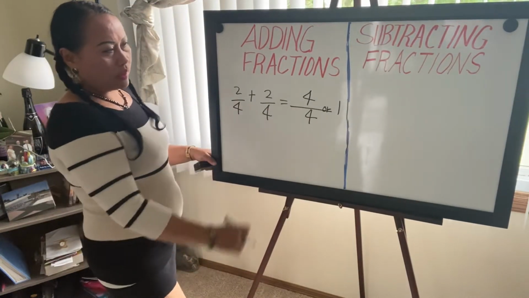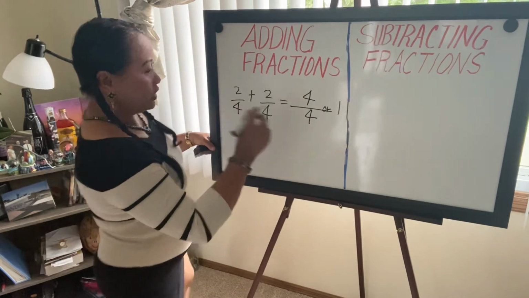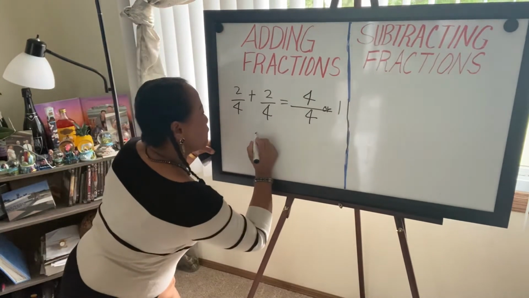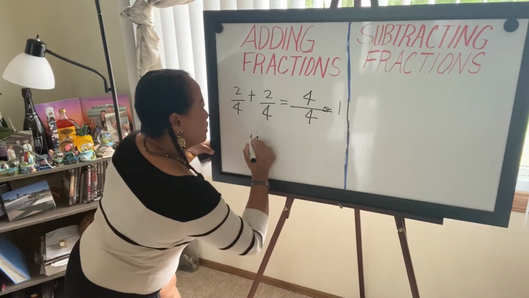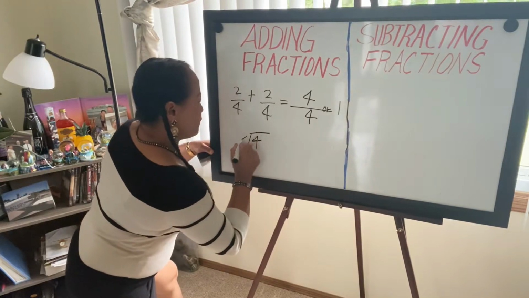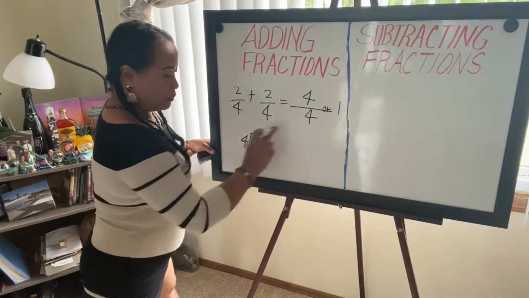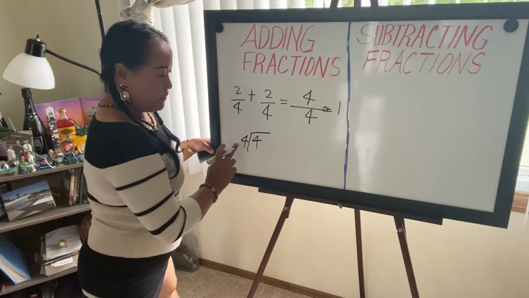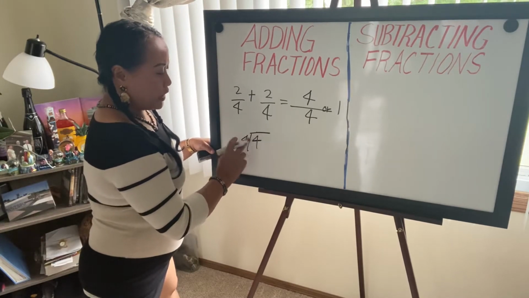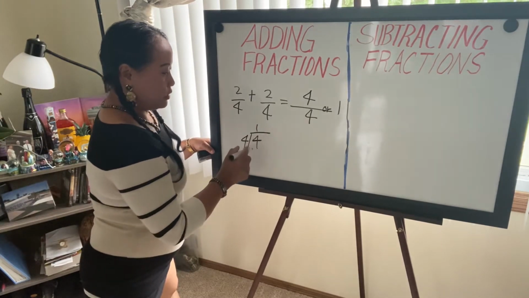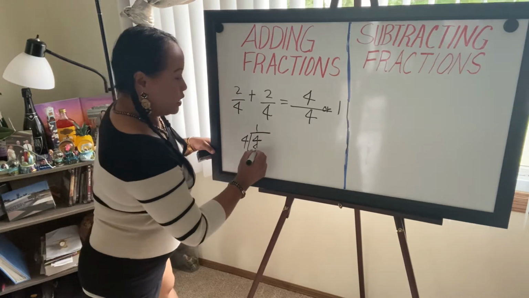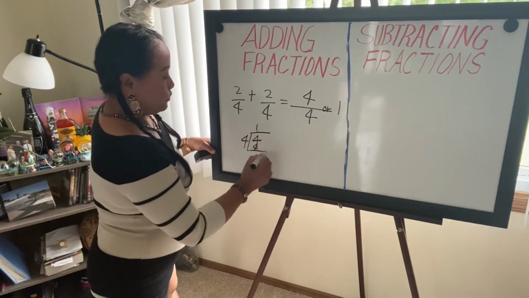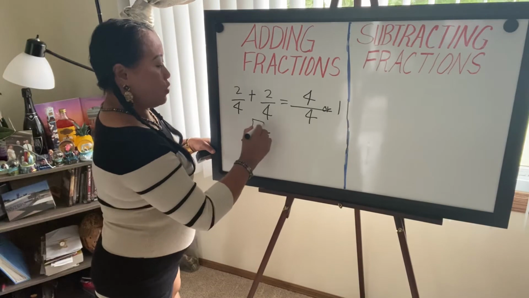Why is that one 1? Let's solve the problem. 4 divided by 4. See, 4/4 means 4 divided by 4. So 4 divided by 4 equals 1. 1 times 4 equals 4. So the answer is 1.